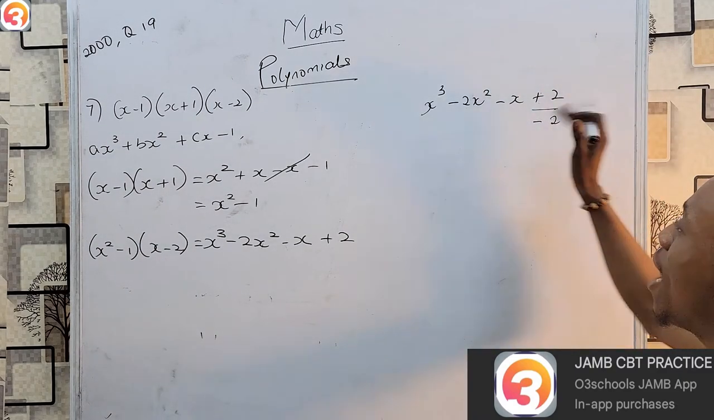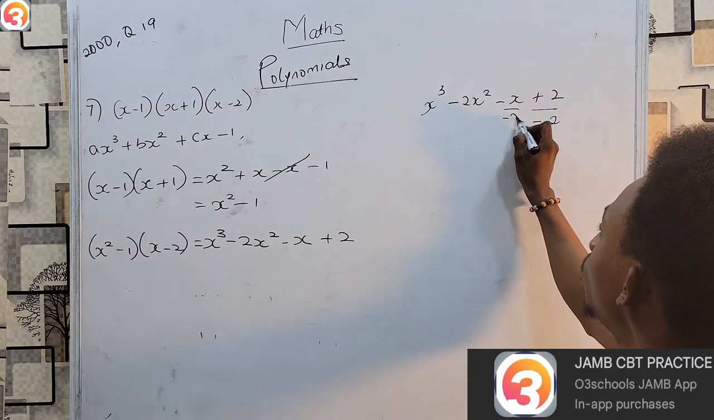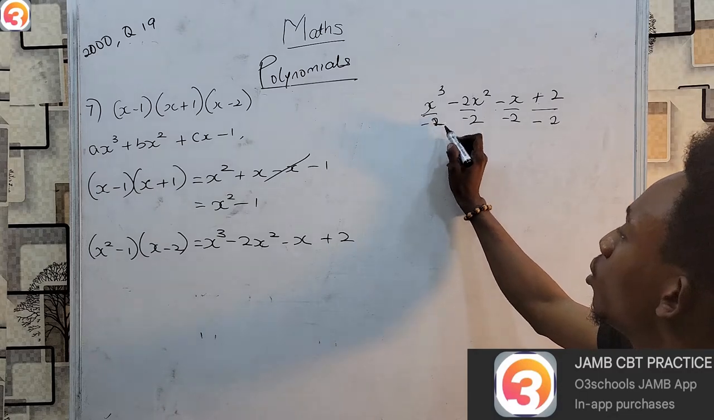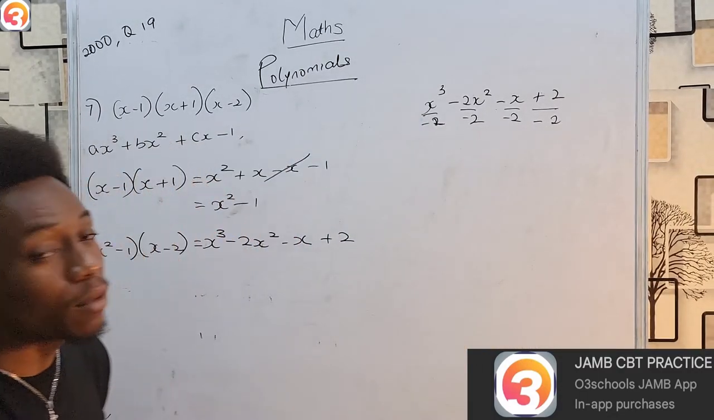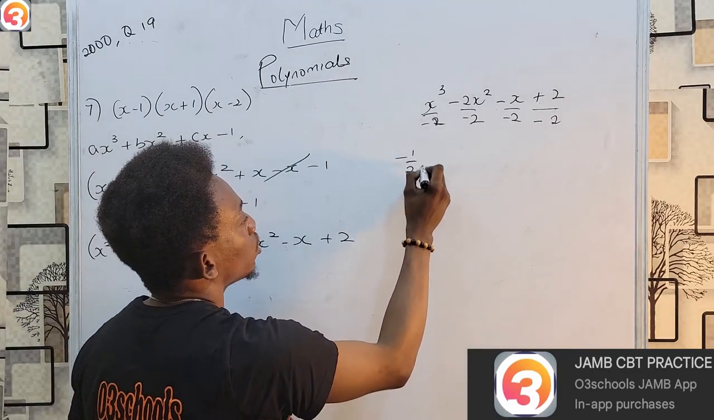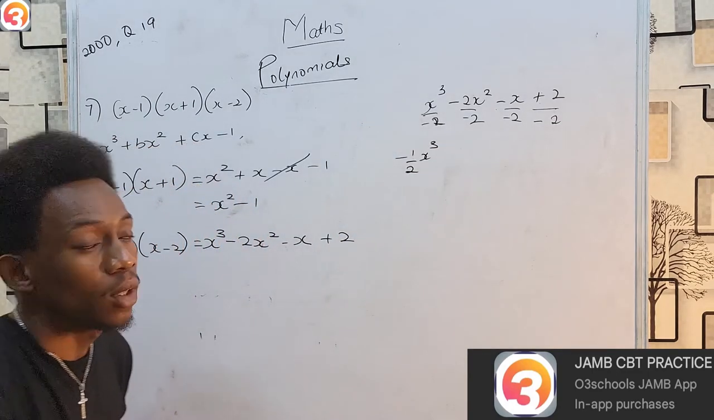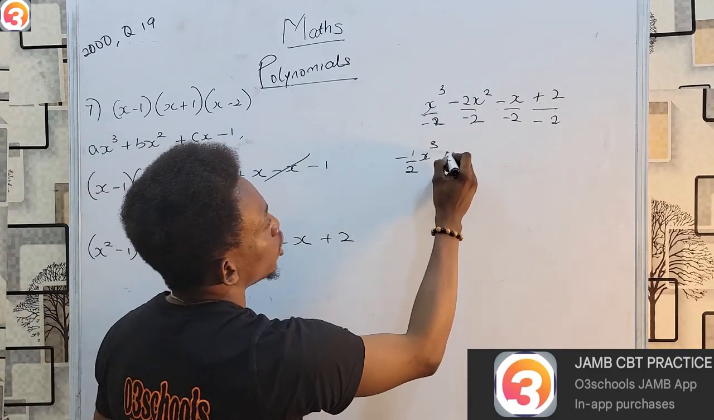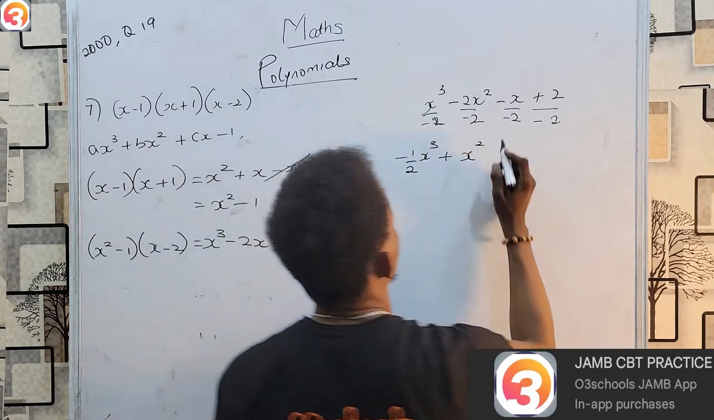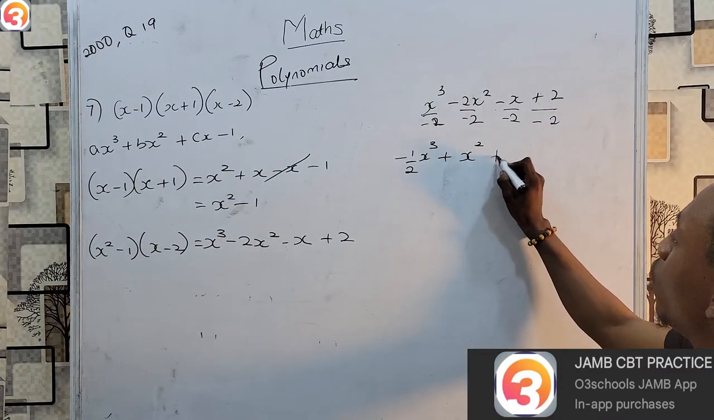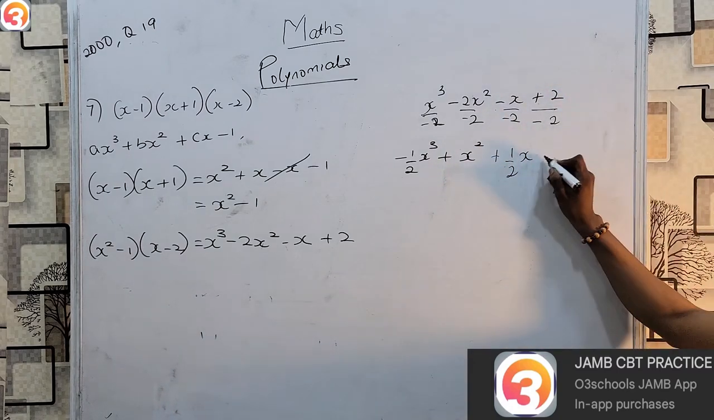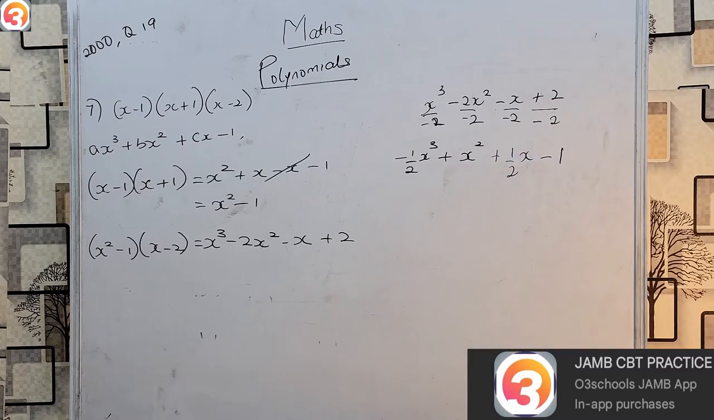Which means I'm going to divide every single thing. Because in mathematics, you don't just divide parts, you divide everything by minus 2. So over here, I was having 1 on top before. 1 over minus 2 leaves me with minus 1 over 2 x cubed. Next, minus over minus is plus. 2 over 2 is 1. So that'll be x squared. Minus over minus is plus. That'll be 1 over 2 x. Then plus over minus is minus. 2 over 2 is 1.